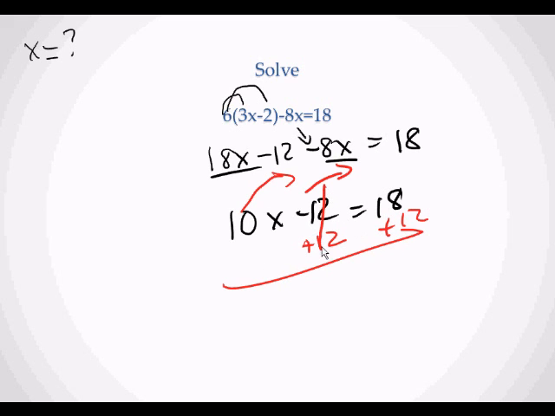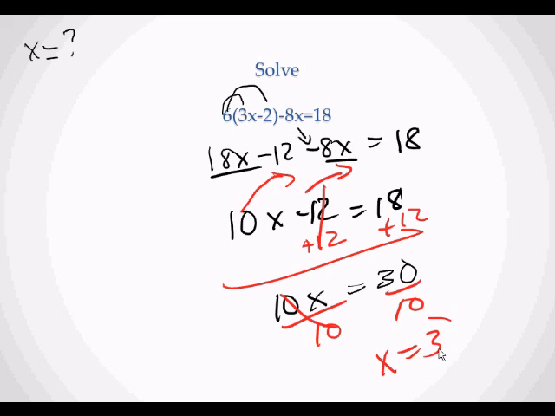Okay, now we need to get x by itself. I need to get rid of the 10 and the -12. You always do the add and subtract first, so I'm going to add 12 to both sides. 10x equals 30. Then I'm going to get rid of the 10. It's 10 times x. I'm going to divide by 10. And I get x equals 3.